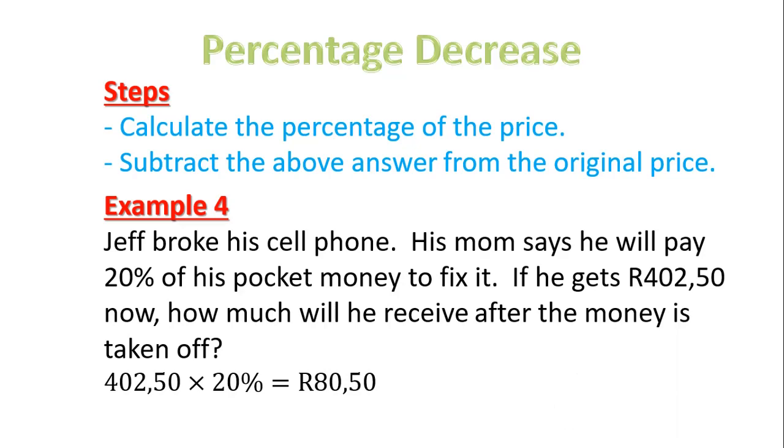Our second part is we take our original amount, which is 402 Rand 50. Then we subtract the amount that we've just calculated, and that gives us a total of 322 Rand. And so after he's paid his mom back the extra 20% off his allowance or off his pocket money, he will only get 322 Rand.